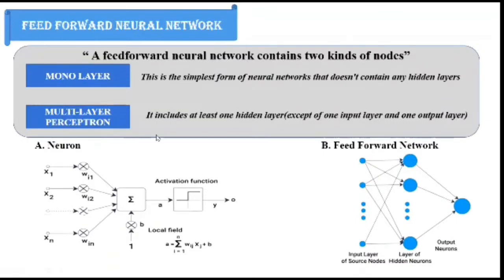One is a mono layer which does not contain any hidden layers, and then we have our multi-layer perceptron where there is one input layer and there exists at least one hidden layer, and there you have one output layer. So all of the inputs are taken from the input layer and the processing is done in the hidden layer and the output is given by the output layer.